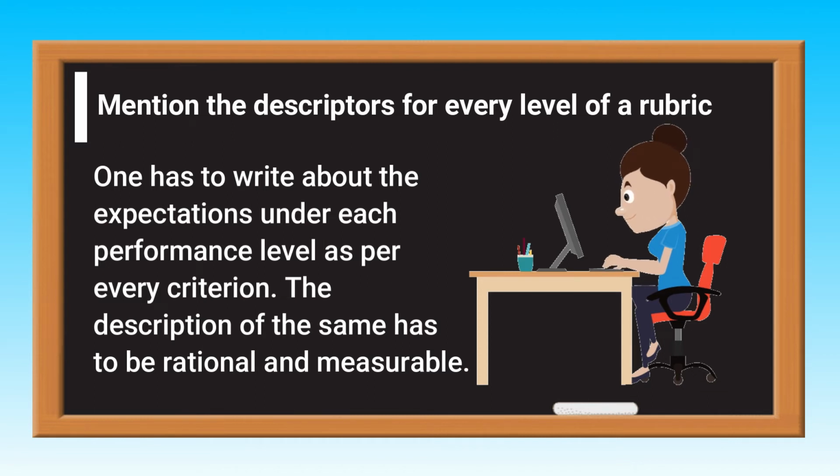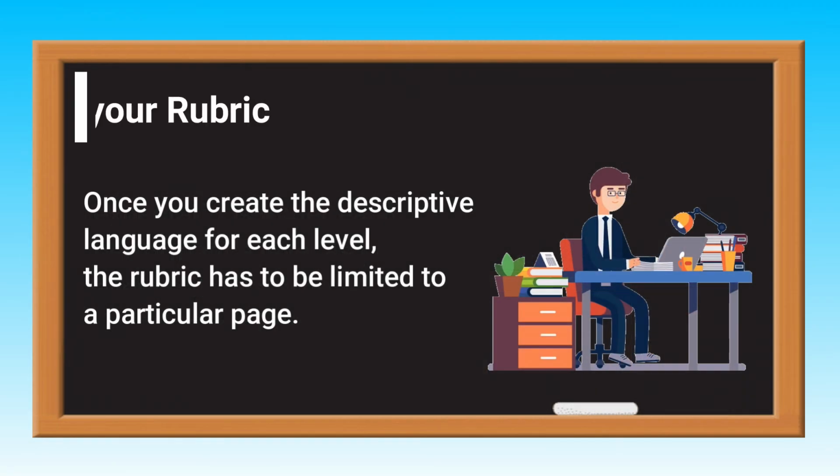Number 5. Mention the descriptors for every level of a rubric. It is one of the difficult steps in creating a rubric. However, one has to write about the expectations under each performance level as per every criterion. The description of the same has to be rational and measurable. And number 6 is revise your rubric. Once you create the descriptive language for each level, the rubric has to be limited to a particular page. Specifying too many criteria can become difficult for assessment and might become an inadequate way of evaluating the learner's expertise based on a specific standard.